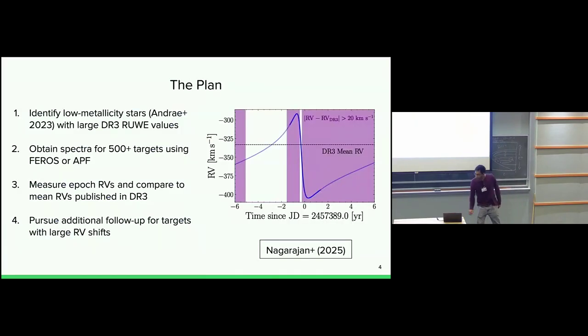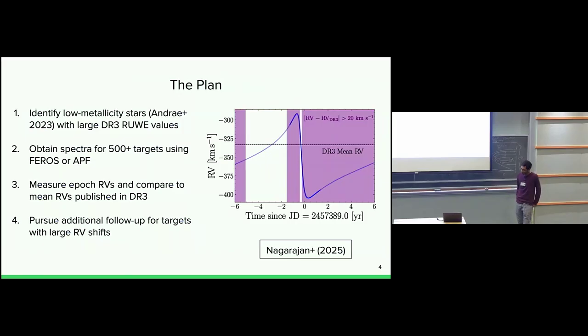Well, we went to this data-driven catalog of Andre et al. 2023, and we identified low metallicity stars that have large astrometric excess noise, or RUWE, values in DR3. We were able to obtain spectra for over 500 targets using either the FAROS or APF spectrographs. Of course, we don't have the resources to solve the orbit of every single one of these objects, but instead, what we did was measure epoch RVs and compare them to the mean RVs for these targets that have already been published in DR3. We look for the targets to have large RV shifts, identify them as promising candidates for compact objects, and then pursue additional follow-up.